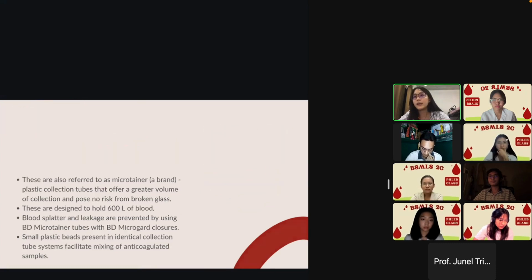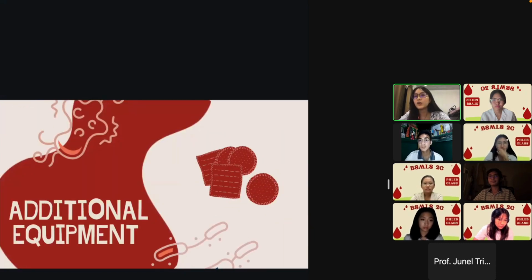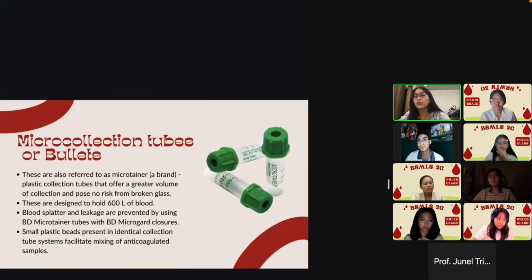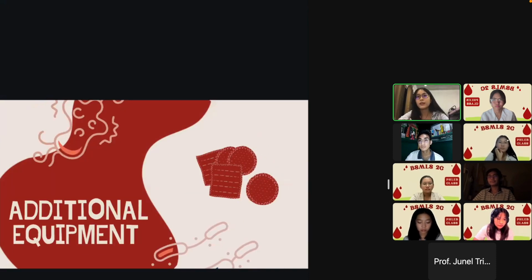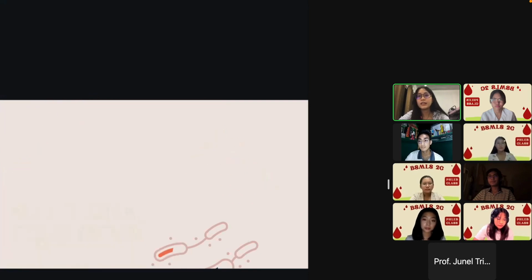So ang pinagkaiba ng microhematocrit sa microcollection, microhematocrit, usually ginagamit siya kapag small amount of blood lang ang kailangang i-collect. While your microcollection, ito yung ginagamit kapag more amount of blood ang kailangan for testing. So ano pa yung ibang equipment bukod sa lancet, microhematocrit, and microcollection tubes? So we also have, ito yung mga additional equipment.